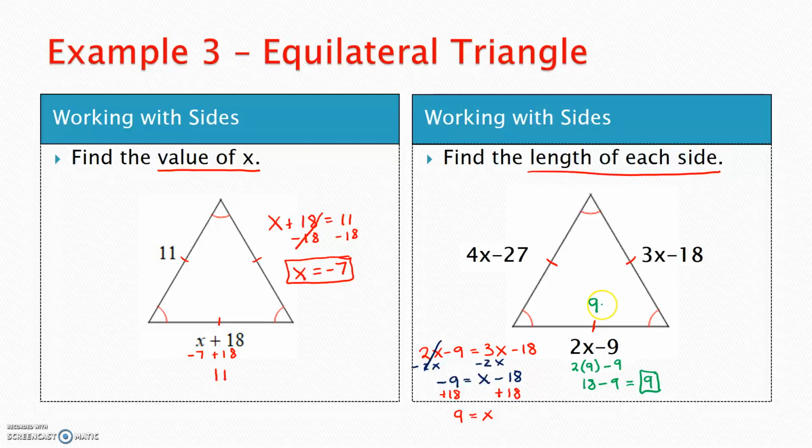Now here's the secret to all of this. I have an equilateral triangle. If this is 9, guess what happens? This is also going to be 9. This is also going to be 9. All three sides measure 9. Now, 9 centimeters, inches, feet, whatever it may be, right? If you don't believe me, you can go ahead and plug in 9. 3 times 9 is 27. 27 minus 18 is 9. If you don't believe me again, what's 4 times 9? That is 36. 36 minus 27 is going to be 9.